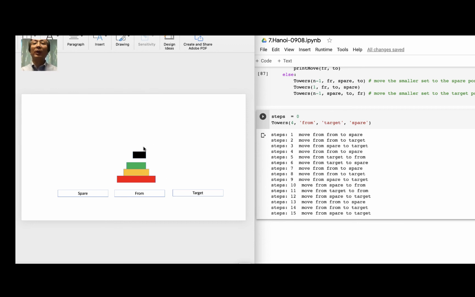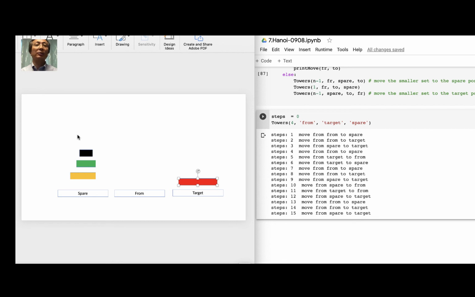Let's say 1, front to spare. Second, front to target. Third, spare to target. Fourth, front to spare. Fifth, target to front. Sixth, target to spare. 7, front to spare. 8, front to target. So now we have moved the largest disk. Very good.